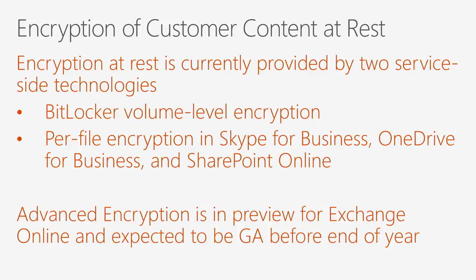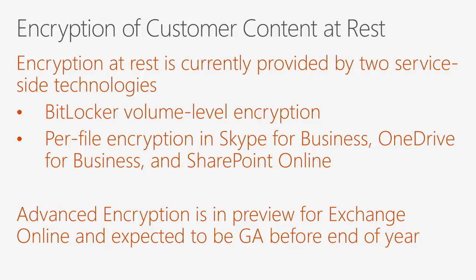There is also a secondary encryption mechanism that we're using, and internally we call it Advanced Encryption, and in fact, that's the brand name we're using for Exchange Online. SharePoint Online calls theirs per file or file level encryption, and that's for SharePoint, OneDrive, and Skype for Business. Advanced encryption for Exchange Online is currently in preview, and it's expected to be generally available by the end of this calendar year. So before December 31st, everyone will be able to use advanced encryption. And there's also a bring your own key option that I'll talk about in a little bit.